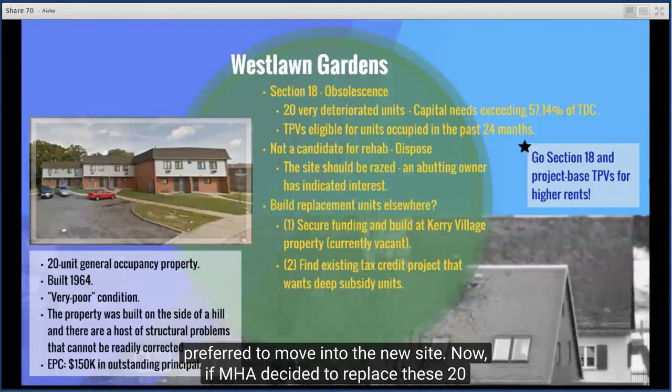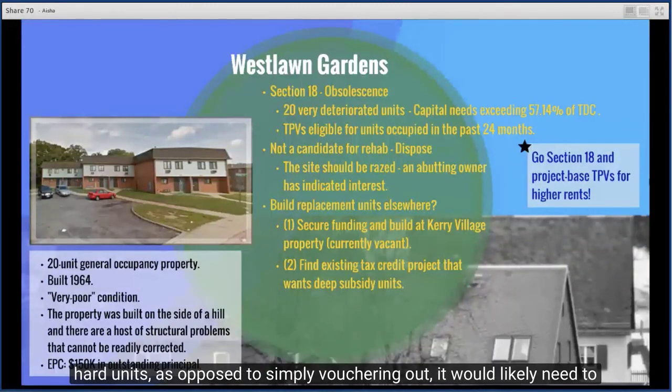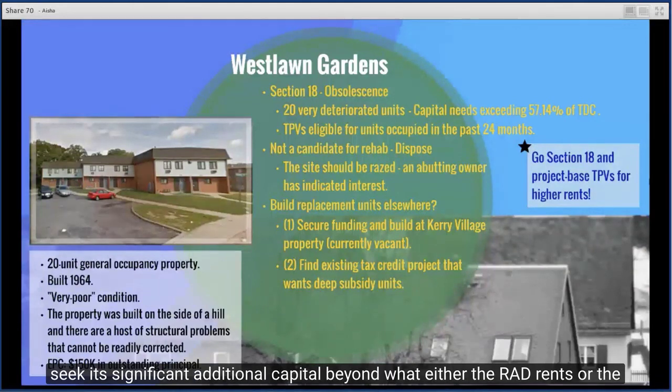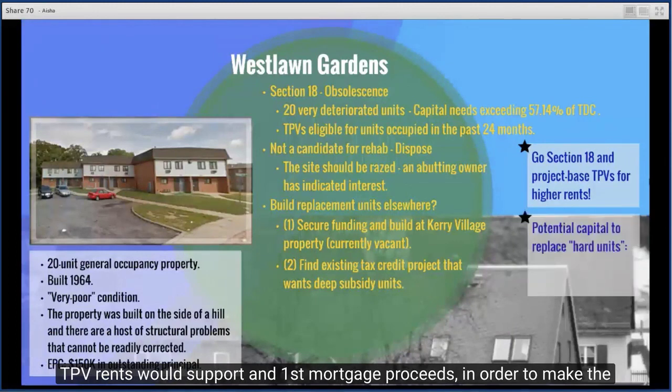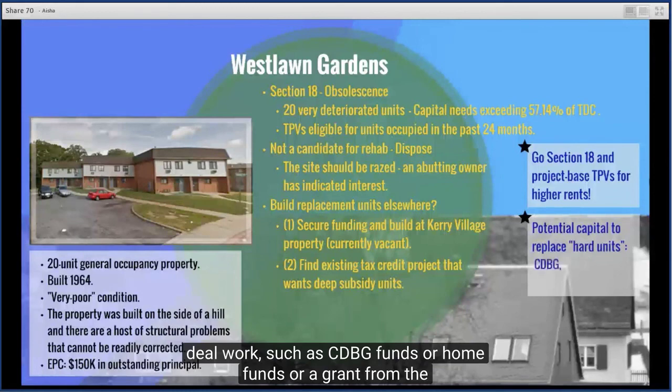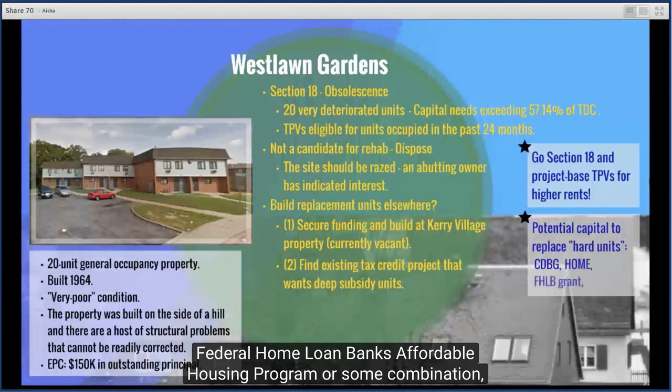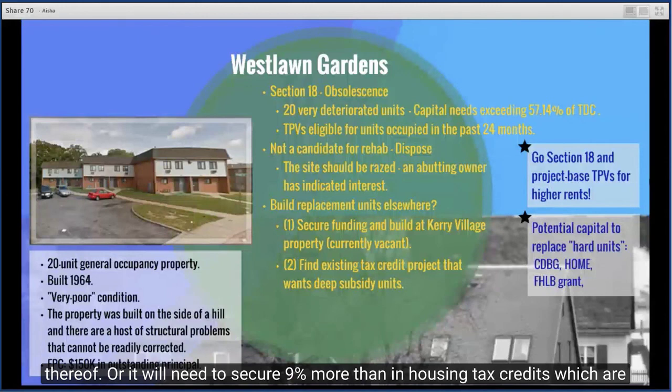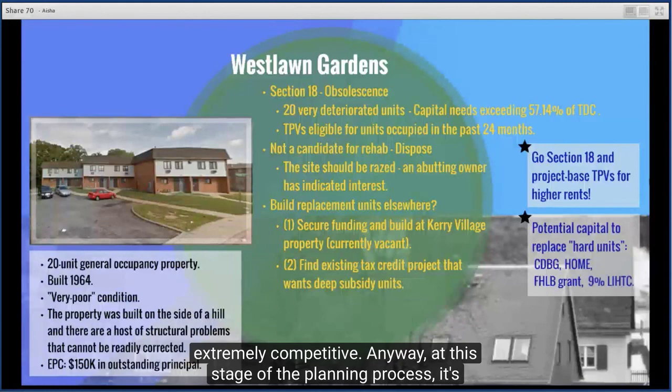Now, if MHA decided to replace these 20 hard units as opposed to simply vouchering out, it would likely need to seek a significant additional capital beyond what either the RAD rents or the TPV rents would support in first mortgage proceeds in order to make the deal work, such as CDBG funds or HOME funds or a grant from the Federal Home Loan Bank's Affordable Housing Program or some combination thereof. Or it will need to secure 9% low-income housing tax credits, which are extremely competitive.